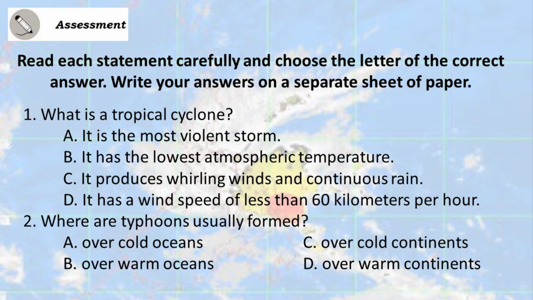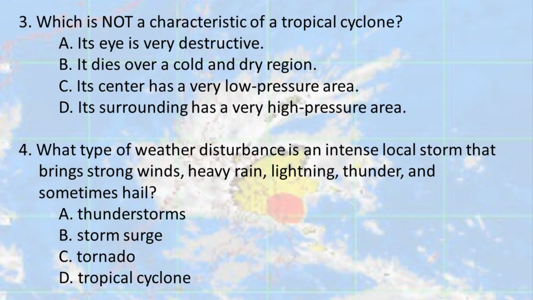2. Where are typhoons usually formed? A. Over cold oceans. B. Over warm oceans. C. Over cold continents. D. Over warm continents. 3. Which is not a characteristic of a tropical cyclone? A. Its eye is very destructive. B. It dies over a cold and dry region. C. Its center has a very low pressure area. D. Its surrounding has a very high pressure area.